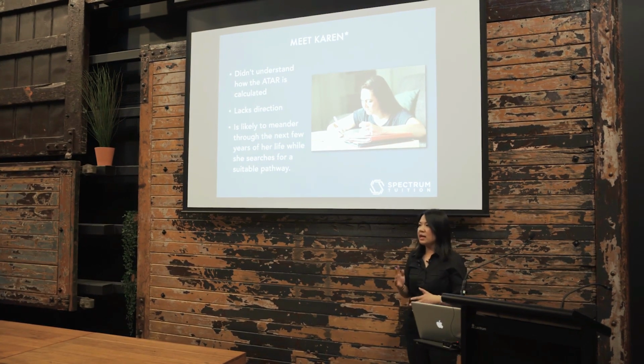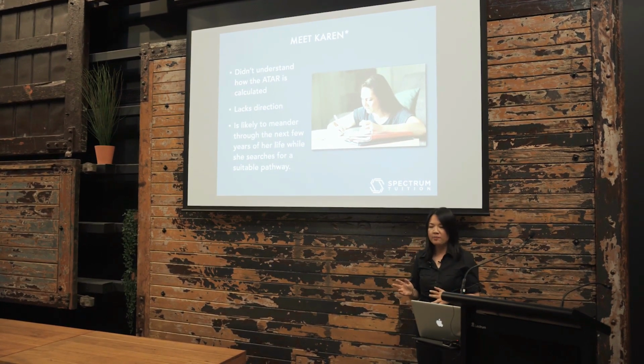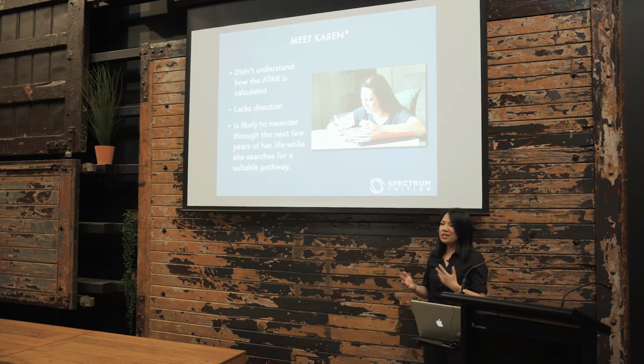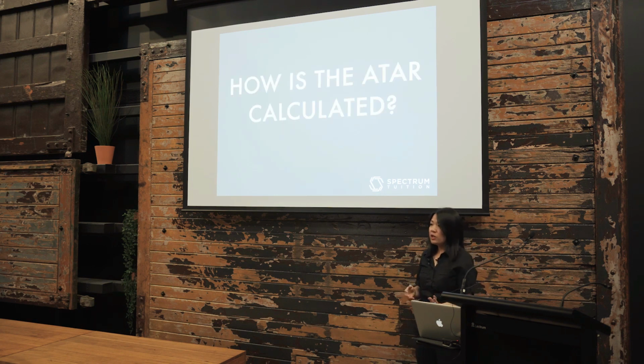So Karen doesn't really understand how the ATAR is calculated. She lacks a bit of direction, so she was just choosing a random mishmash of subjects based on what she was interested in. And because she doesn't have a clear direction as to which way she needs to go, she's likely just to meander through the next couple of years of her life while she searches for a suitable pathway. So firstly, we need to work out how the ATAR is calculated in order to then maximise your score.